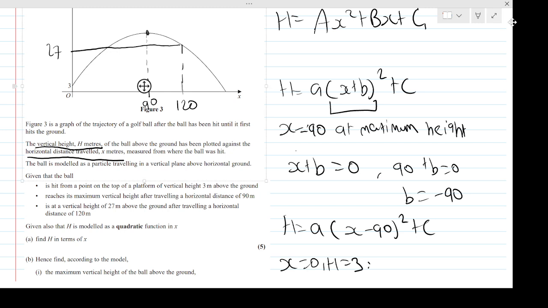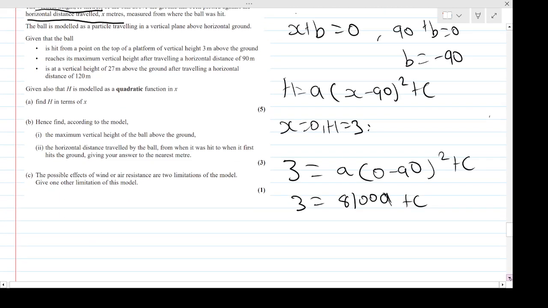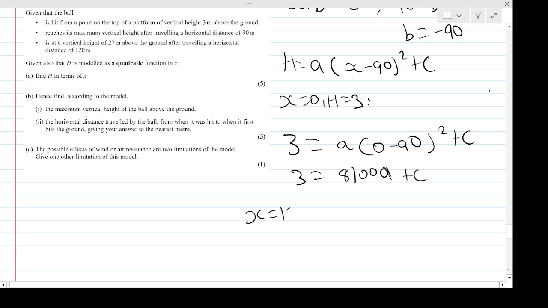Now, the other point is this here, isn't it? Sorry, we don't know anything about this point other than it reaches 0. The height is 0, but we don't know the x value. But this point, we know exactly: when x is 120, h is 27, right? So again, we can substitute that point in. Remember that comes from the third bullet point here: vertical height of 27, horizontal distance 120.